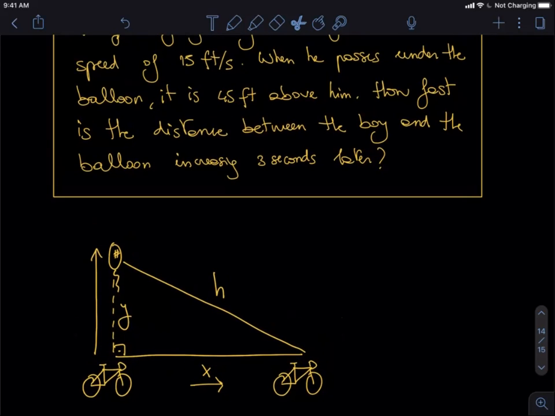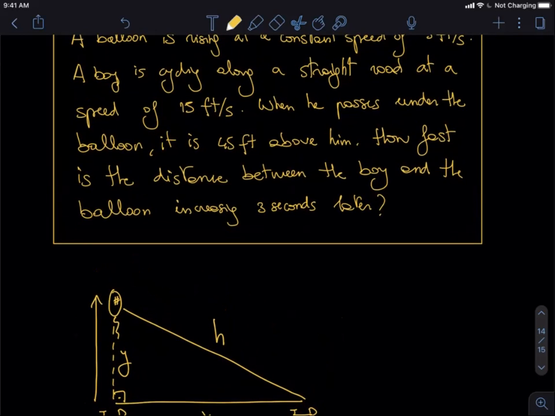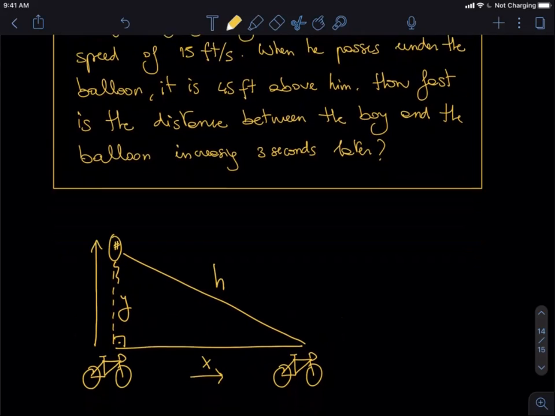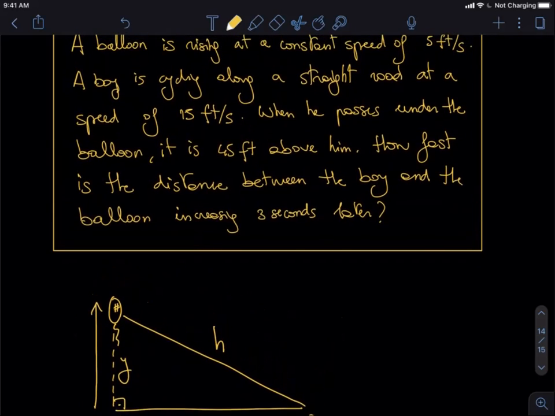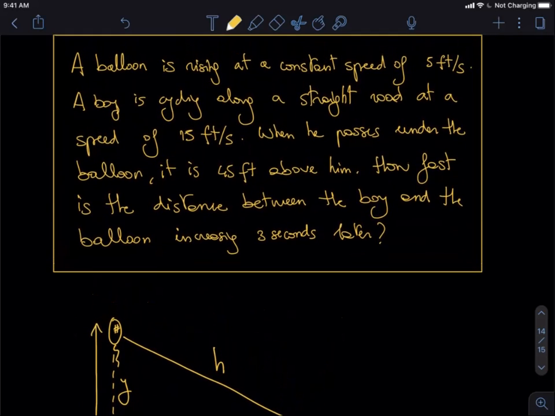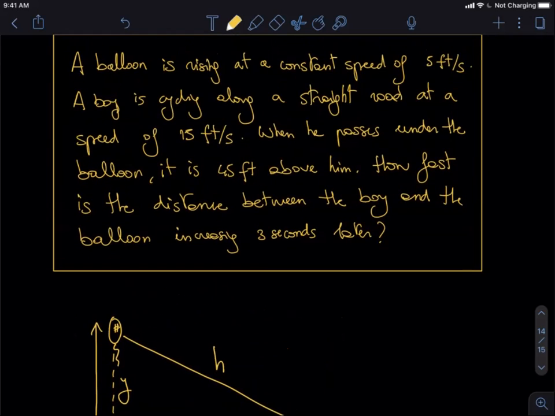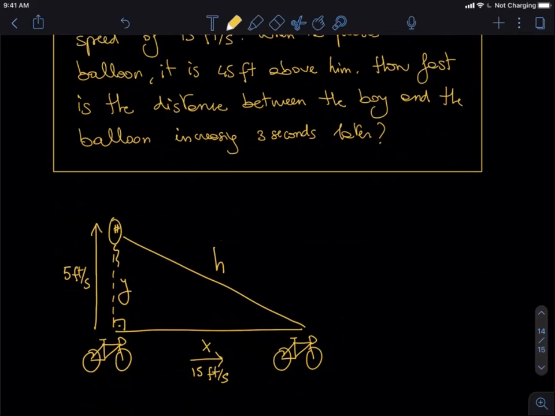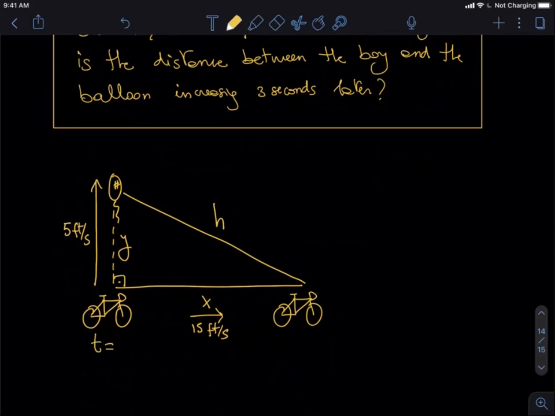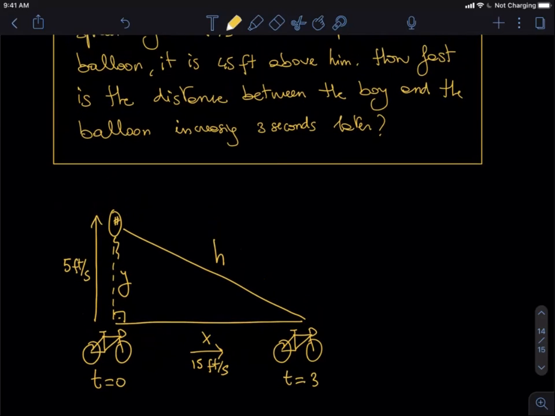And so we know the rates: the boy is cycling at the speed of 15 feet per second. So that's the rate. And then the balloon is rising at 5 feet per second. So this is 5. Okay, and then what we know is when the boy passes under the balloon, let's say that's t equals 0, and then we want to know what happens 3 seconds later.